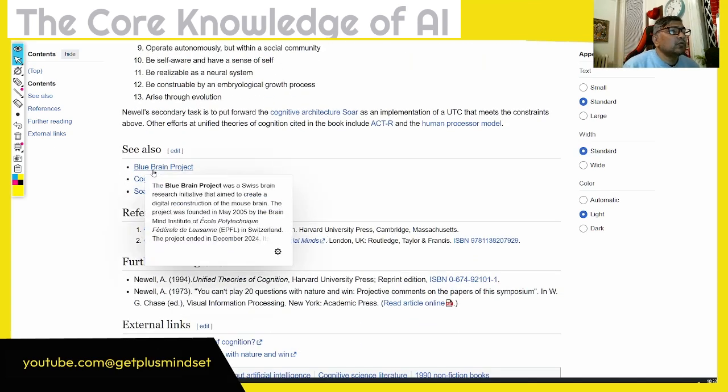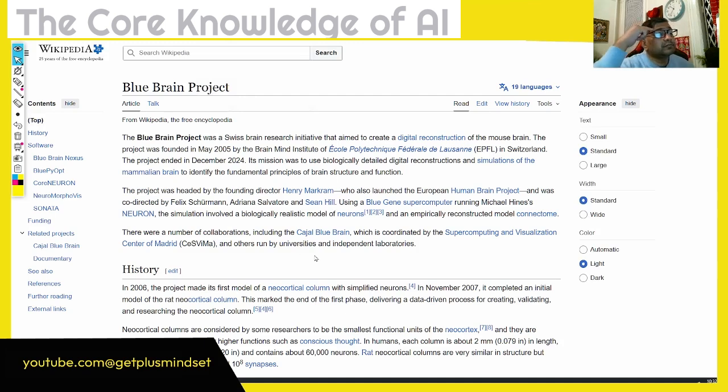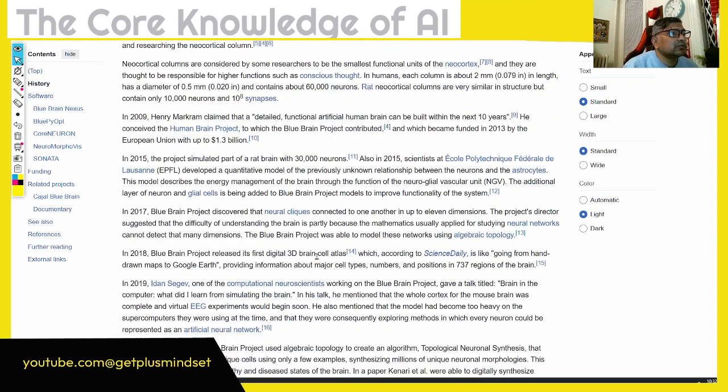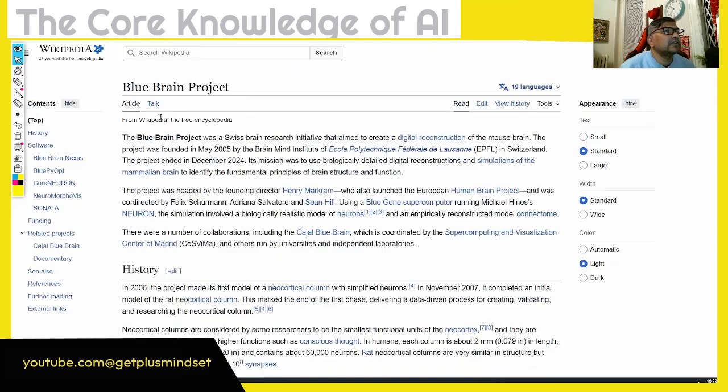There is a Blue Brain project, which is a Swiss Blue Brain research. The project was founded in 2005 by the Blue Brain Institute. So what is the reason for the Blue Brain project? Is it like an artificial brain? It is my guess, but I'm not sure. I see there is a chronological history, and most recent scientists at Blue Brain project use AlphaFold. I don't understand this. Are these some software? Let's find out in Google.